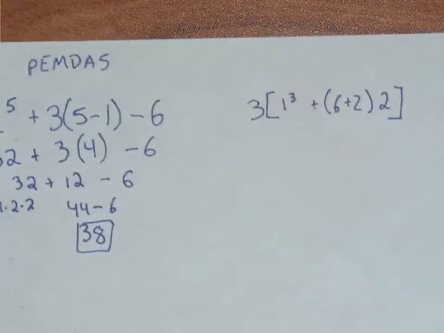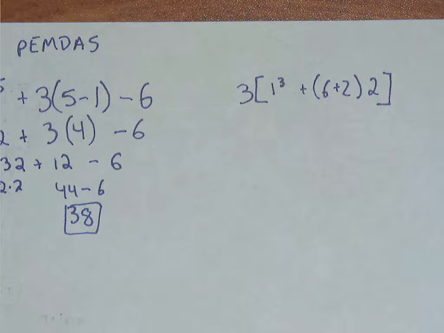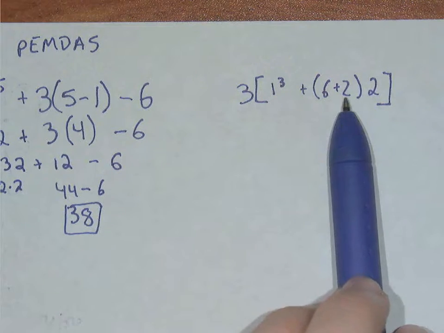Let's take a look at this one. This one's got something important in it that I wanted to talk about, and that's those square brackets. And those square brackets are basically just the outer set of parentheses. It's the way we show 2 different sets of parentheses so we don't get them confused. So we're going to work inside of our parentheses and go outward.